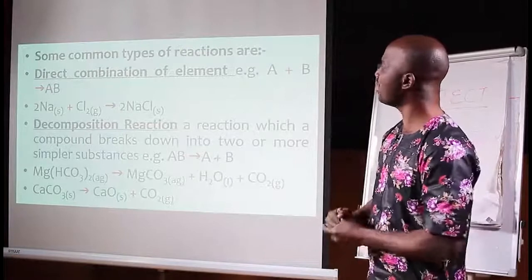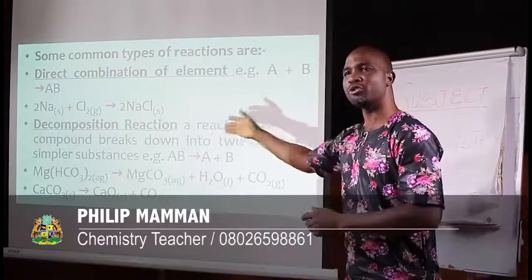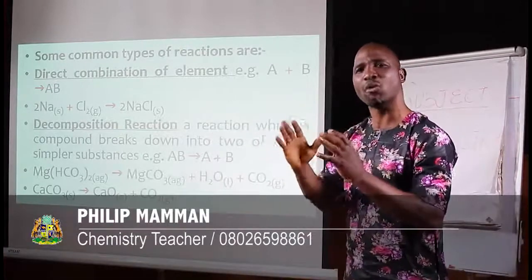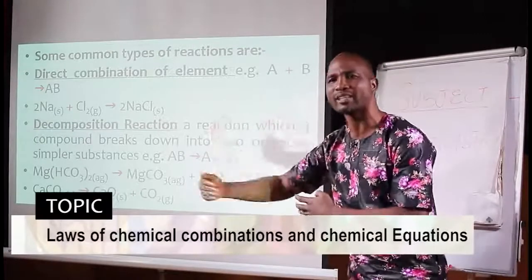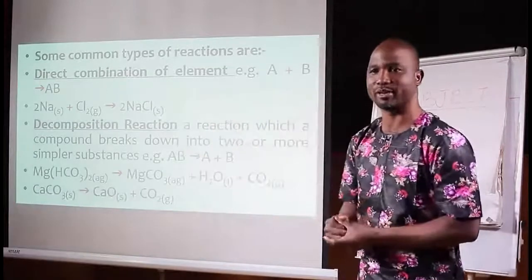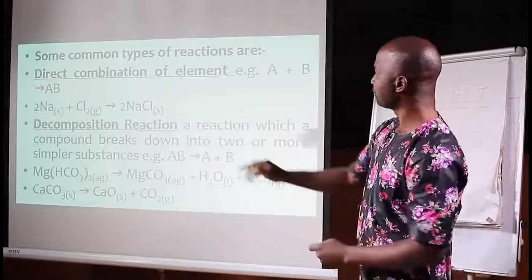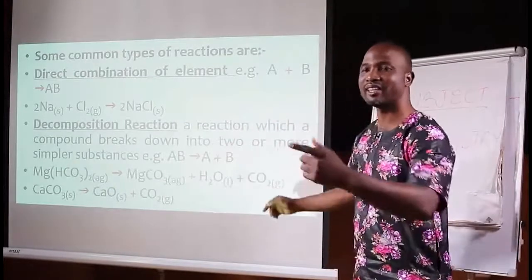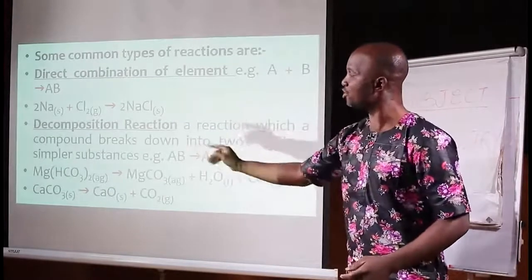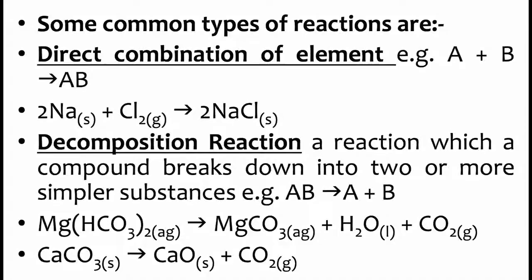In other words, when we say decomposition reaction, it means one chemical compound will break down to give you 2 or more other chemical compounds, as the case may be, so that you can see that AB reacting gives you A plus B. As in the case of magnesium hydrogen trioxocarbonate 4 decomposes to give you magnesium trioxocarbonate 4 plus water plus carbon 4 oxide. So if a reaction is decomposition, you know what the product is likely to be.